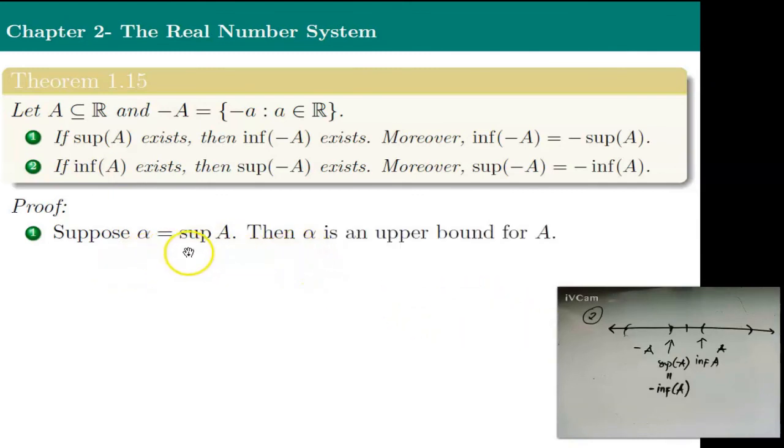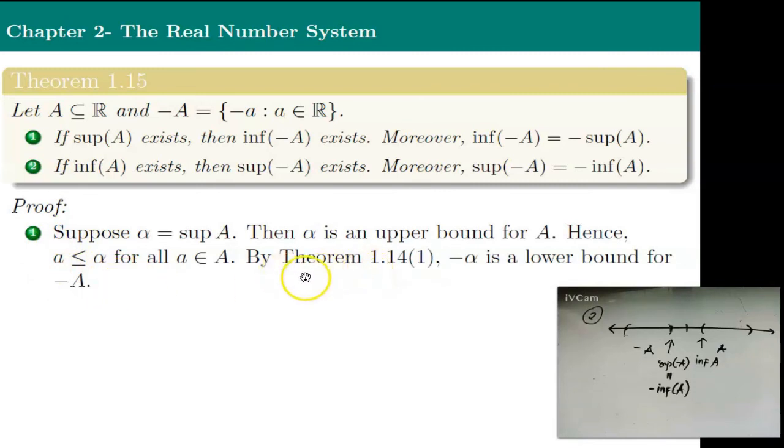By the definition of supremum, alpha is an upper bound because a supremum is also an upper bound for A. Hence, being an upper bound, alpha is greater than or equal to any element of set A. Then the preceding theorem, number 1, states that if alpha is an upper bound for A, then negative alpha is a lower bound for negative A. So our claim now is that this negative alpha is the infimum of negative A.